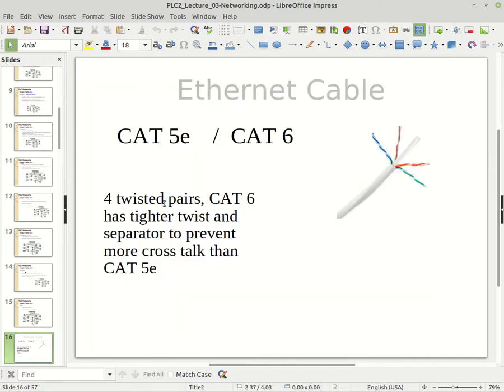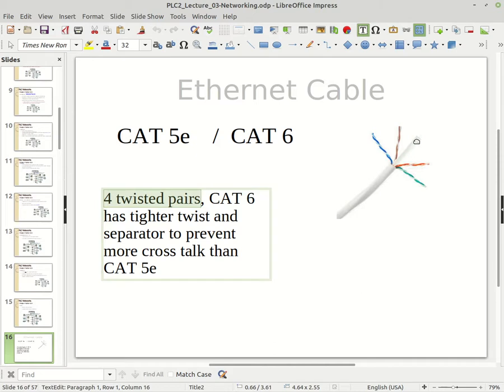Alright, so if we talk about Ethernet cables specifically, Ethernet requires what's called the Cat5e, Category 5E, that's revision E, wire, or the newer Cat6 cable. Now both of these are 4 twisted pairs, so there's 8 conductors in a cable. So remember, the definition of a cable has more than one conductor within the outer insulation. So we have 4 twisted pairs.